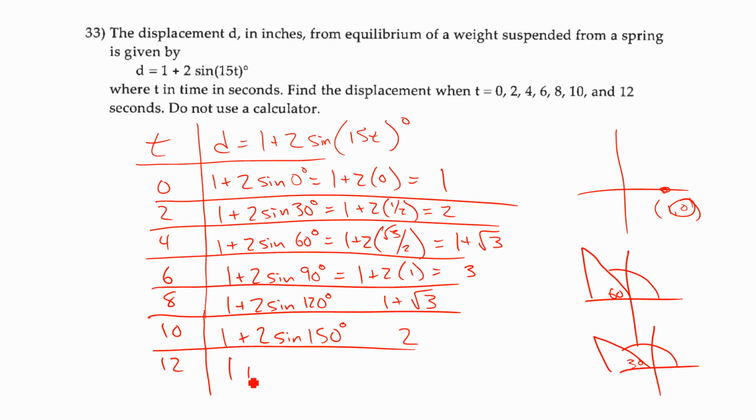And then 12 is 1 plus 2 times the sine of 180. 180 degrees is right here. And what is your y value there? 0. So this is going to be 1 plus 0, which is just 1.